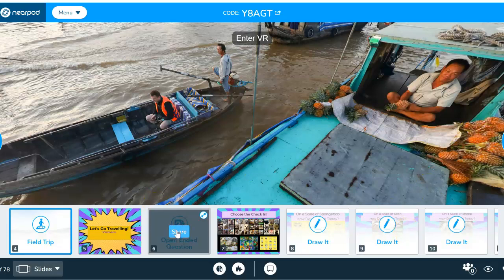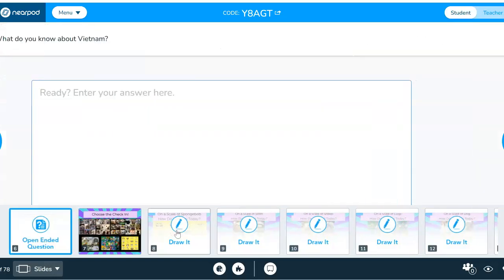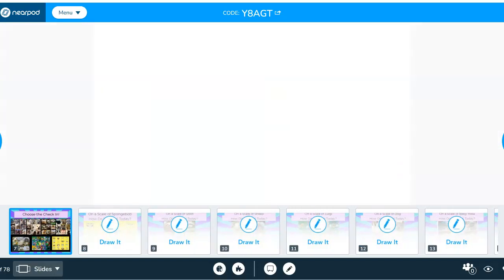Then we would go into an open-ended question, get a little bit of that prior knowledge. What do you know about Vietnam? Moving into a well-being check-in.